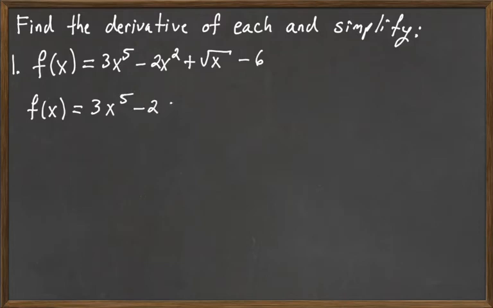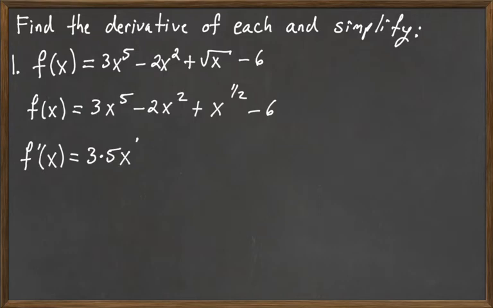Okay, so f of x will be equal to 3x to the 5th minus 2x squared plus, remember square root is the same thing as the 1/2 power, so that makes it a little bit more user-friendly to do the power rule, and then minus 6. So the derivative is going to be 3 times 5, x to the 5 minus 1, or 4, minus 2 times 2, x to the 2 minus 1, which will be 1. Bring down the 1/2, x to the 1/2 minus 1 is negative 1/2, and the derivative of the minus 6 is going to be 0.